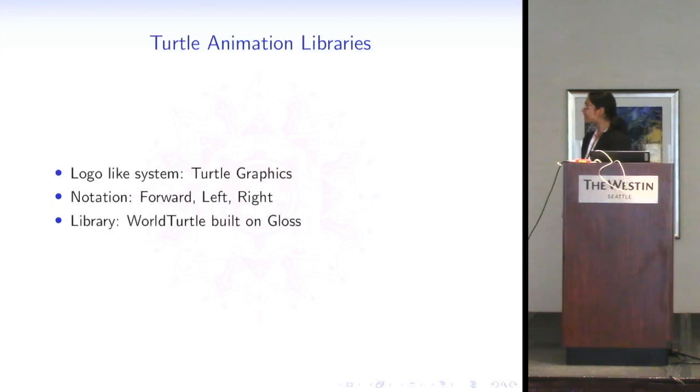So initially I thought, okay, let's go to the basics. I thought about when I was in 6th grade, I used Microsoft Visual Logo to make circles and squares, and I thought, okay, we can use that. So a logo-like system to produce graphics and basic notation: move forward, move right, move left. And the library I used was WorldTurtle, which is built on top of Gloss.